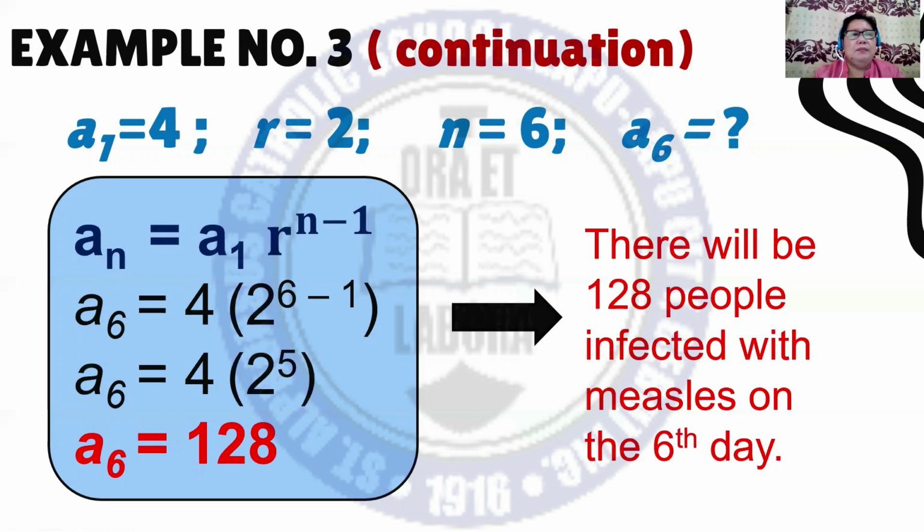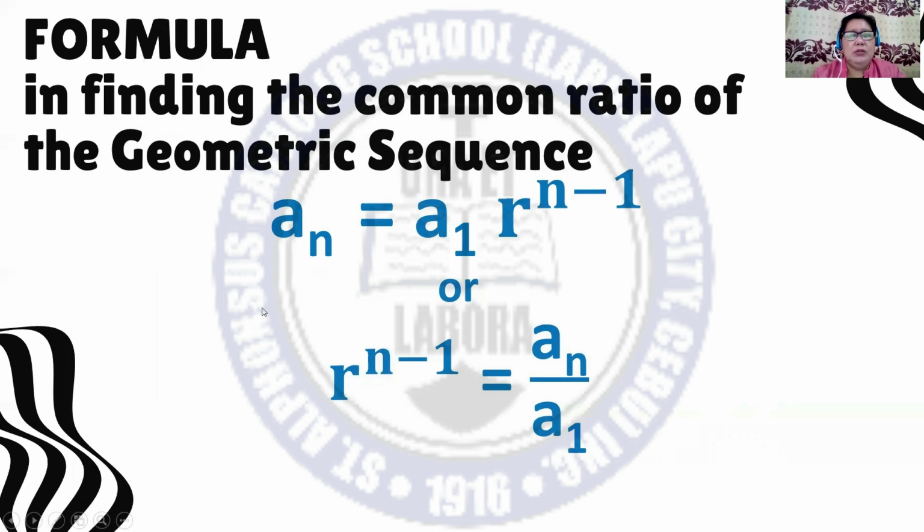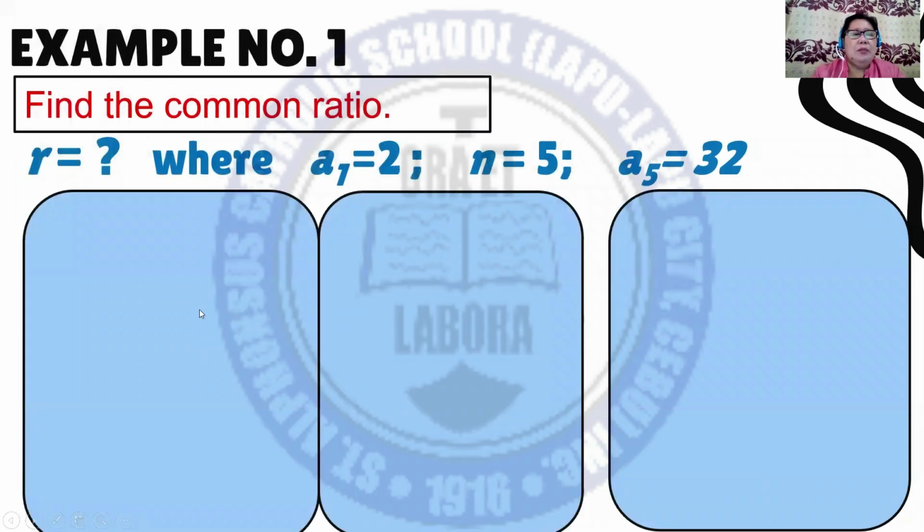Let's proceed. Let us find the common ratio of the geometric sequence using the formula a sub n is equal to a sub 1 times r raised to exponent n minus 1. Or, applying formula transformation, if you divide this by a sub 1, and divide the other side by a sub 1, then we can have r raised to exponent n minus 1 equals a sub n over a sub 1.